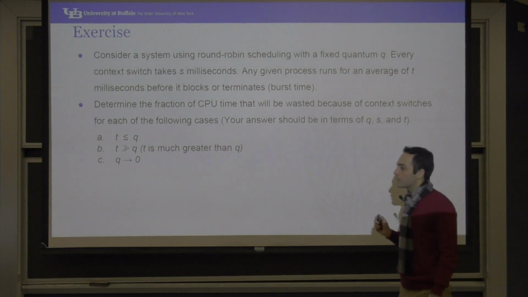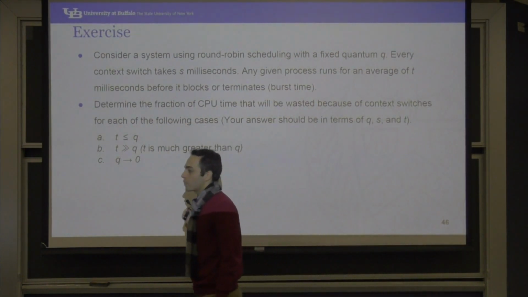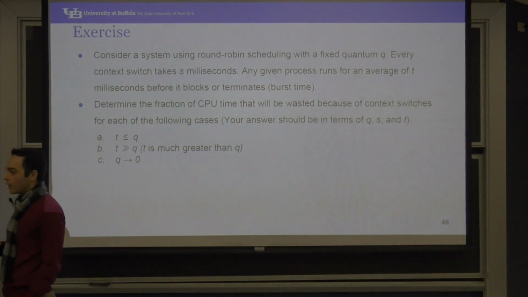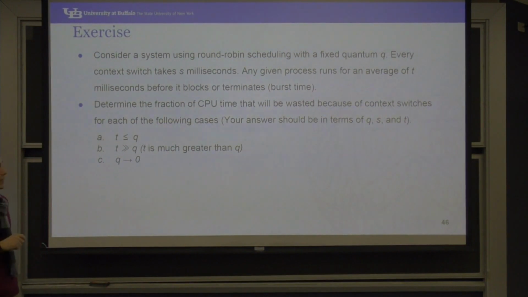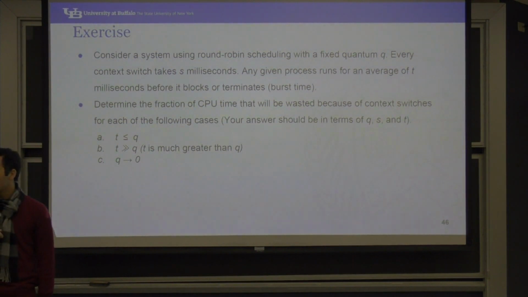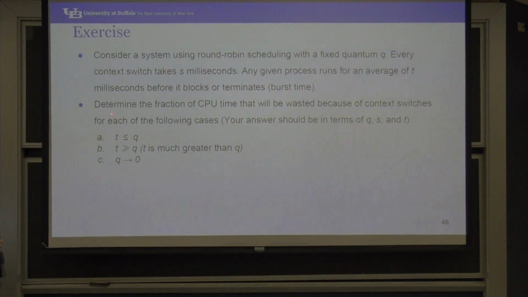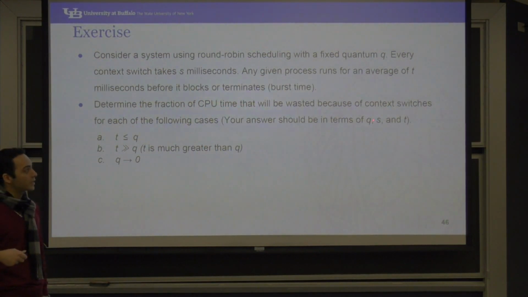So this is an exercise. Consider a system using round robin scheduling with a fixed quantum queue. Every context switch takes s milliseconds. You should understand these to be able to compare them, right? The overhead and the execution time. So if you have t burst time, what happens? Determine the fraction of CPU time that will be wasted in terms of s, q, and t, right?